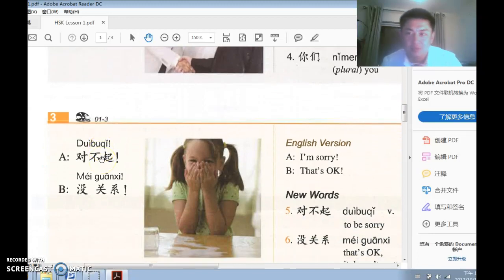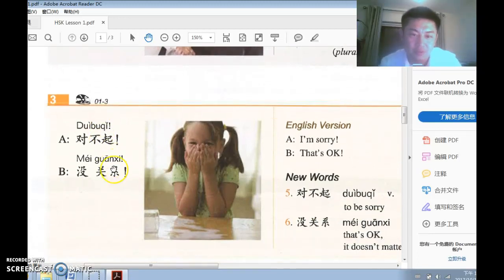The third conversation is about apologizing. A says 对不起, there's no tone here. 对不起. That means I'm sorry or sorry. And to answer that, it doesn't matter. It's okay. Don't worry. So that's what it means.